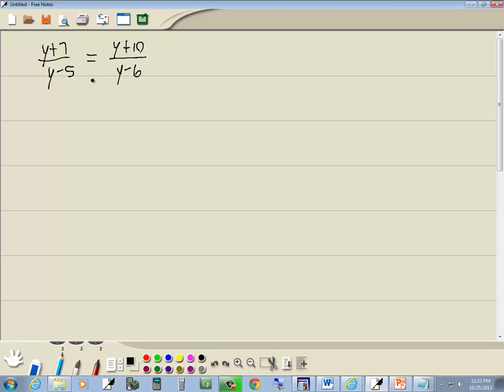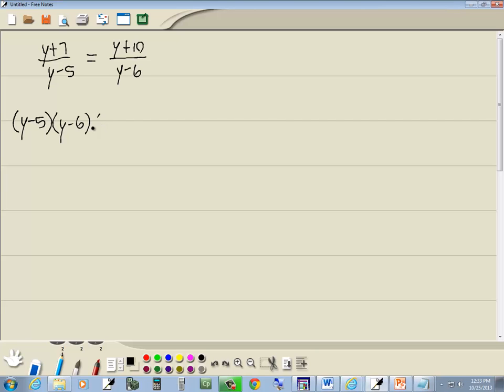Step 2, figure out our LCM of all our denominators and multiply everything by it. I'll start with my first factor, the y minus 5. Now I'm looking for the greatest number of y minus 5s in any single denominator. There's one here, there's none here, so the greatest number is 1. Now I go to my next factor, the y minus 6, and I'm looking for the greatest number of y minus 6s in any single denominator. There's none here, there's one here, so the greatest number of y minus 6s is 1.